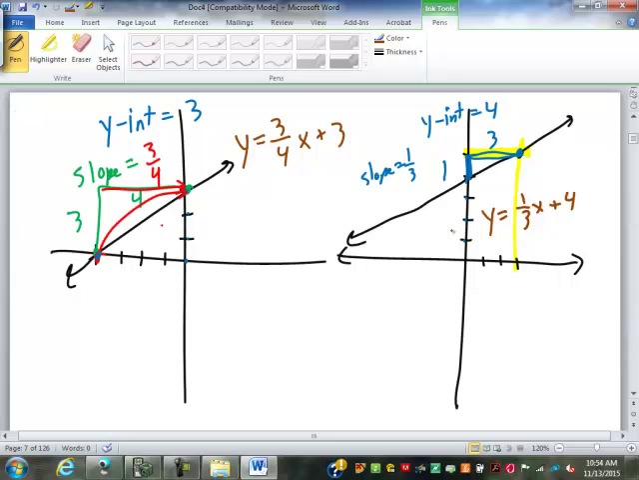A way to double check your slope, if you're getting confused on whether the rise is positive or negative or whatever, is as you go from left to right, does the equation go up or does it go down? If the equation goes up, it has to be a positive slope.